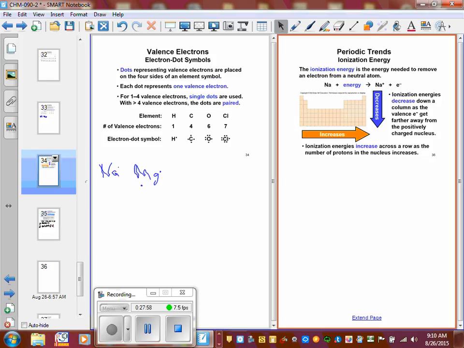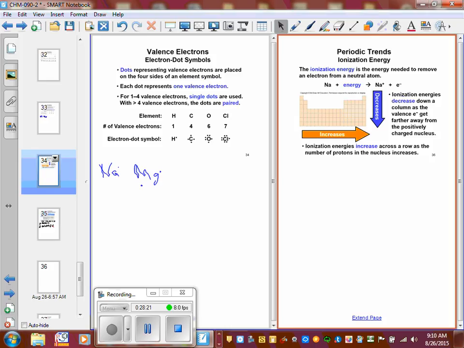So here we have sodium. She's the nucleus. So here's her valence electron. Hold on to it. I want to pull it away. It's going to take a certain amount of energy, right? Not too hard. So it takes a certain amount of energy, right?